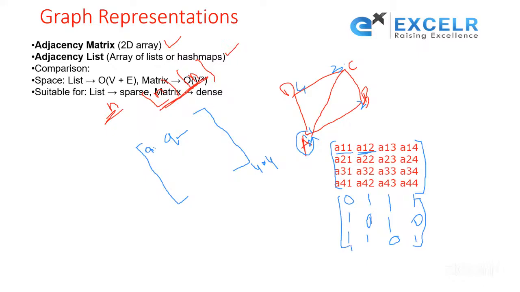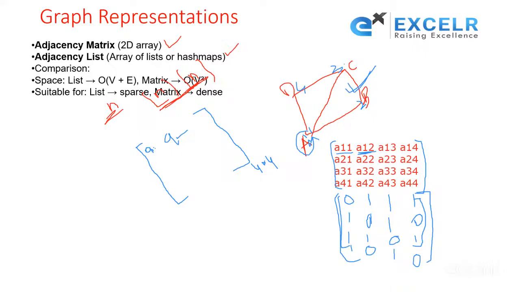4 to 2? There is not any edge between 4 to 2. Similarly, 4 to 3, is there an edge? Yes, there is an edge. Similarly, 4 to 4, there is no edge. So this is the adjacency matrix for this graph. So the graphs can be represented using adjacency matrices.